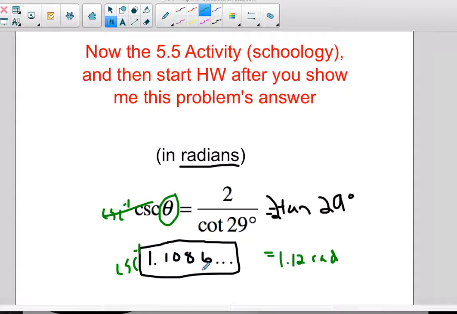So now that you're done with this part, just kind of work in groups of 2 or 3. Whenever you finish, kind of look around, see who else is done. And then just do the 5.5 activity, which is on Schoology. There's a key there for you too. And then if you do finish that, which is probably going to happen just because it's not a long video, just start the homework and then you'll be done.